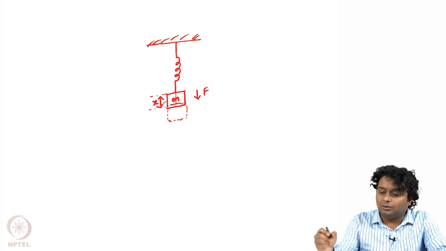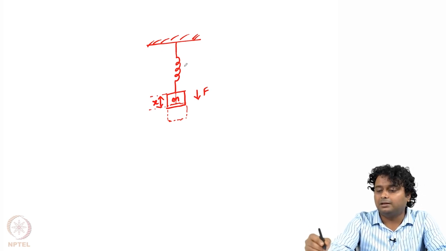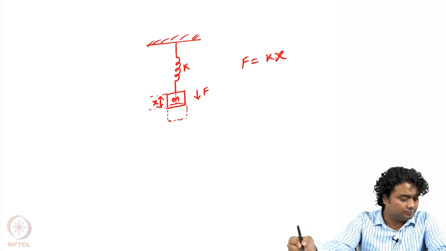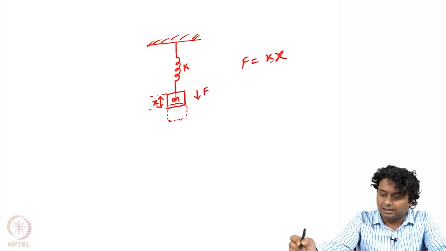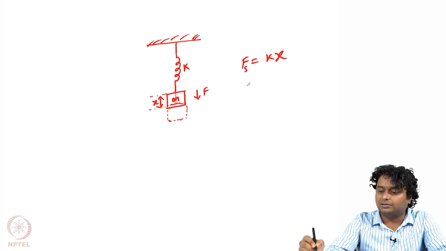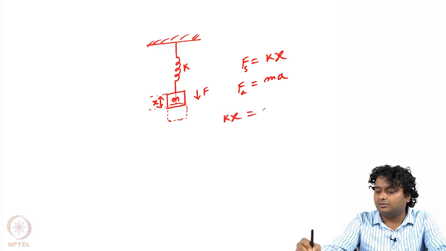Okay. Now what is the force on the spring? If the spring constant is k, then the restoring force is equal to kx, and at steady state, so this is the spring force, right, and at steady state the applied force, if the mass has an acceleration of a, then we know that F is equal to ma, right, and at steady state these two forces will be the same and kx is equal to ma.